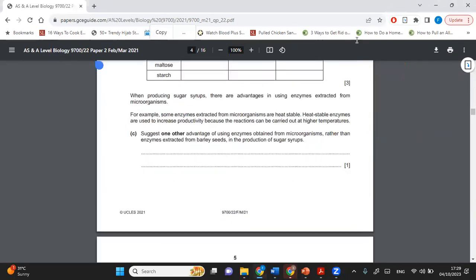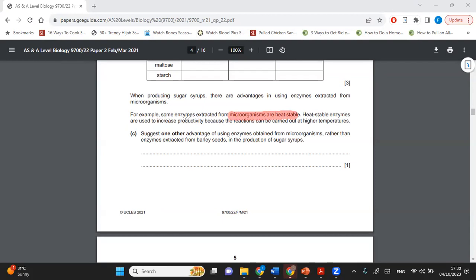Okay. Now, after that, they're saying when producing sugar syrups, their advantage is in using enzymes extracted from microorganisms. For example, some enzymes extracted from microorganisms are heat stable. Heat stable enzymes are used to increase productivity because the reactions can be carried out at higher temperatures. Suggest one other advantage of using enzymes obtained from microorganisms rather than enzymes extracted from barley seeds in the production of sugar syrup. So they're basically saying that the enzymes we get from microorganisms are heat stable, right?